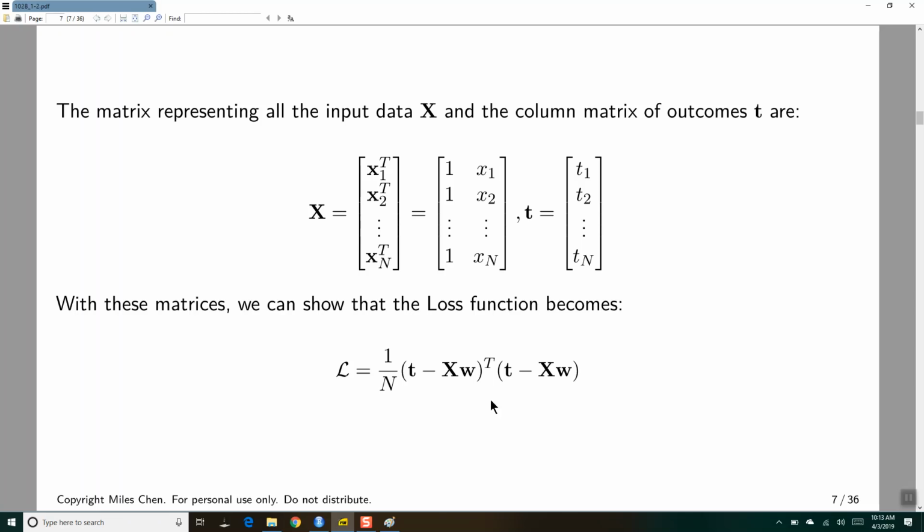And what we can do is we can show that our loss function will become this. Okay, the vector t minus the matrix X times w, that whole matrix transposed times this resulting matrix, and I'll show it on the next few steps.